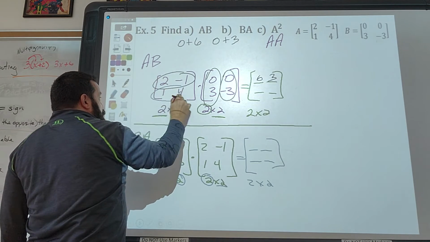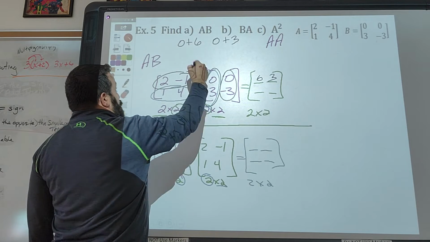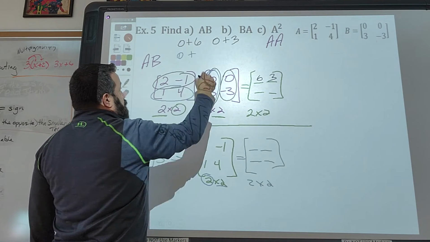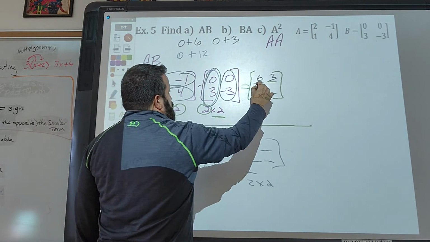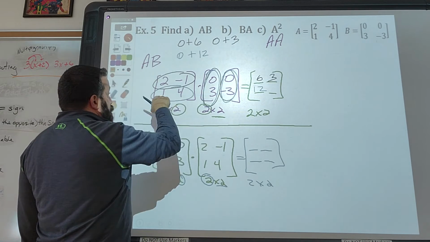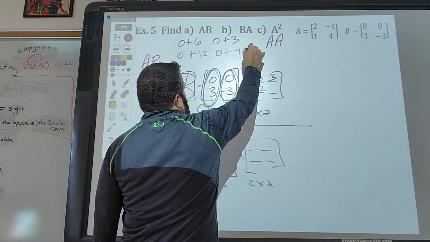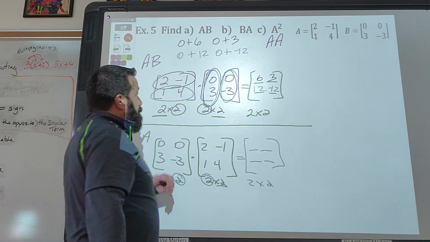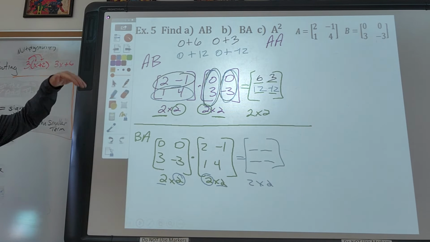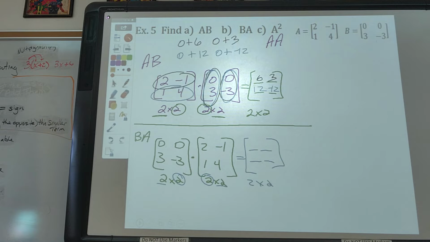Then I take now the second row times each of those columns. So the first one, 1 times 0 is 0, 4 times 3 is 12. 0 plus 12 is 12. Multiply it by the second column. 1 times 0 is 0, 4 times -3 is -12. That comes out to be -12. Okay, so row times column, row times column, just repeating that same process over and over again.